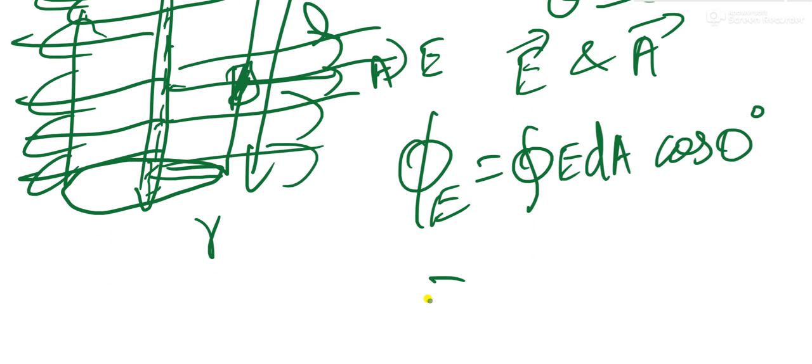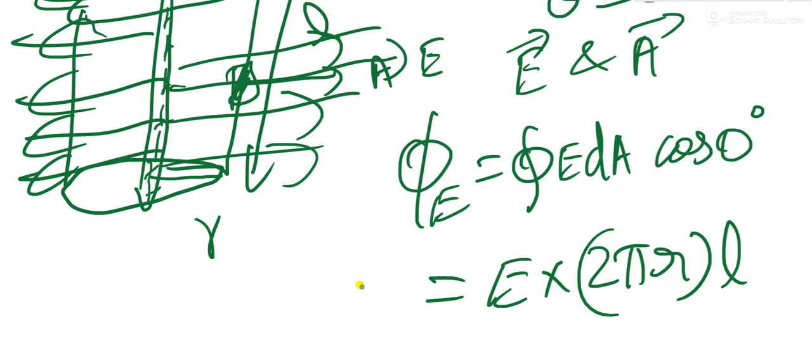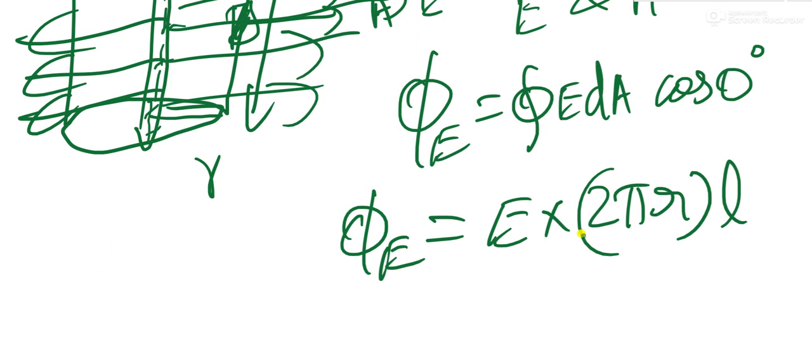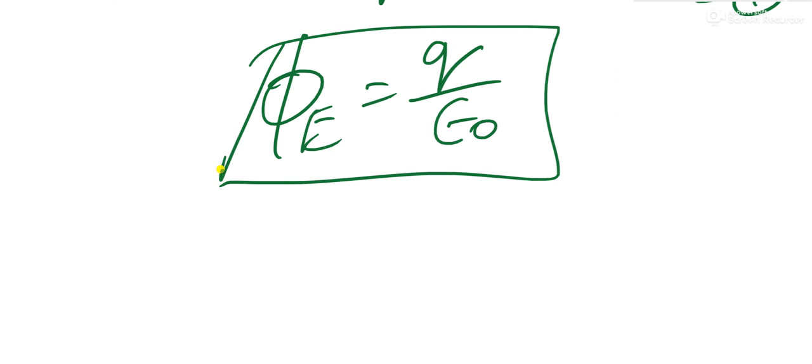So the integral of dA is going to be the surface area of the cylinder, so 2 pi r L. It's very simple. This is going to be the electric flux. Now we already know this, we will take it as equation 1. We already know Gauss law. So Gauss law: electric flux is equal to Q divided by epsilon naught.